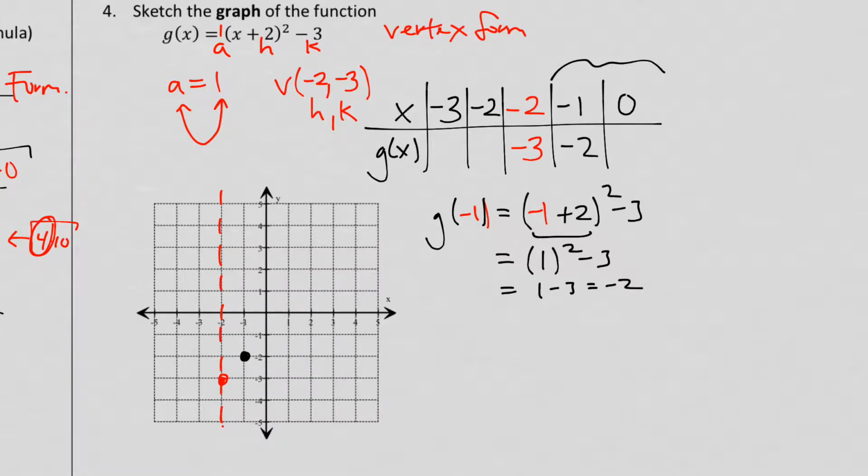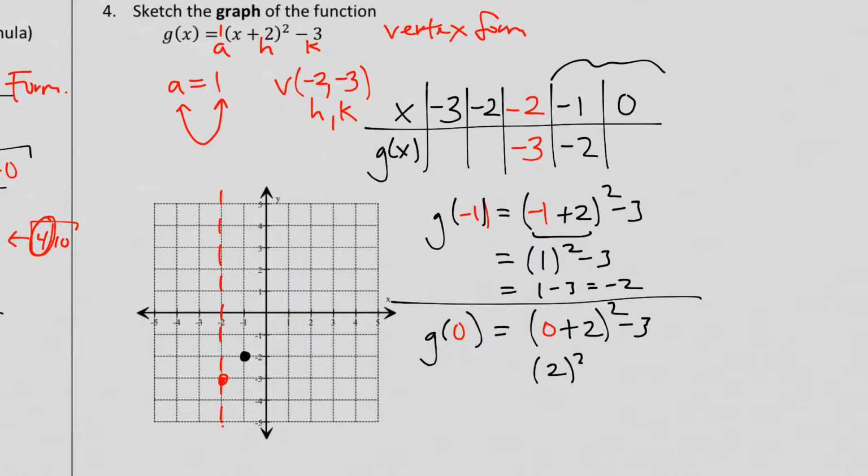Lastly, I need to find g of 0, which is my other input in this case. I'm going to copy the original function, leaving x out of the way, so I can input 0 into it, and I work it out. 0 plus 2 is 2, 2 squared minus 3. 2 squared is 4, minus 3, that equals 1. So g of 0 equals 1, so then I have the point 0, 1, which is going to be here.